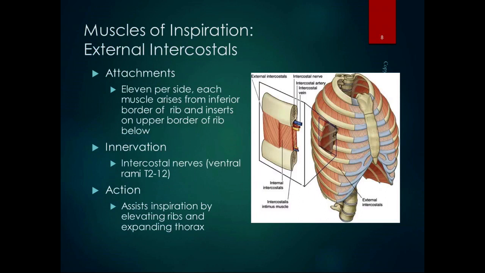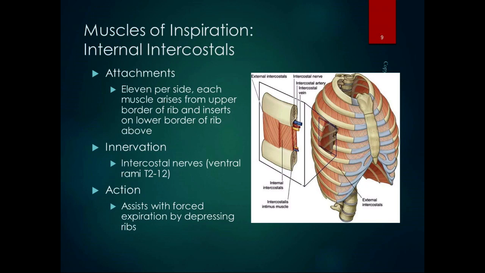The external intercostals can also help with quiet inspiration. It's not pure diaphragm. With forced inspiration, the external intercostals and other assisting muscles can help by elevating the ribs and expanding the thorax. There are 11 intercostals on each side. Each muscle arises from the inferior border of the rib and inserts on the upper border of the rib below. So when the insertion moves towards the origin, it lifts the ribs. And it's innervated by intercostal nerves in its neighborhood. So the idea of lifting the ribs to increase the thorax, that's what the external intercostals do.